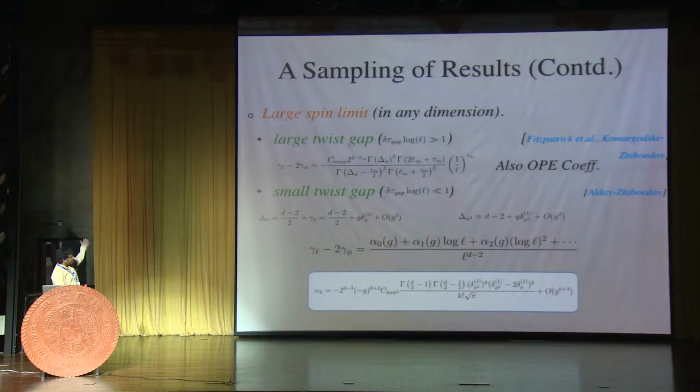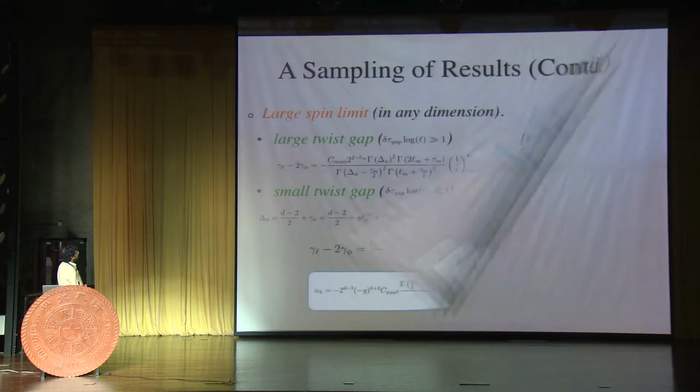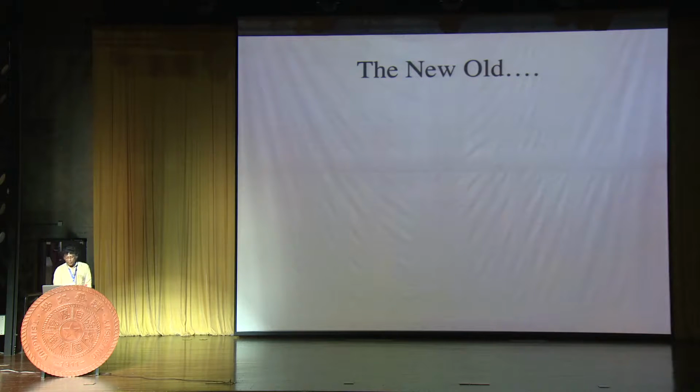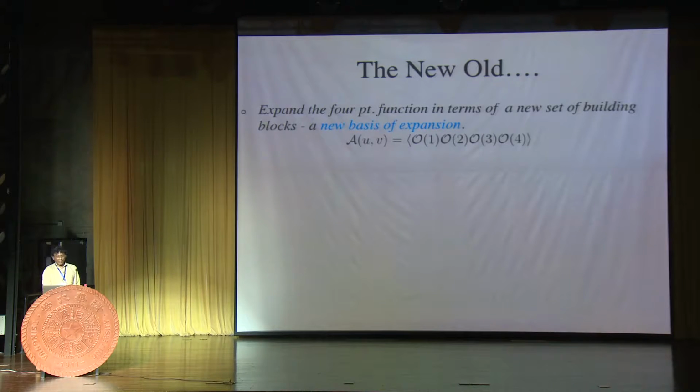And moreover, there are cross-checks between these. There are overlapping regimes. There are checks with large n and so on. So the new things pass these consistency checks. So OK, that's an idea of the results.